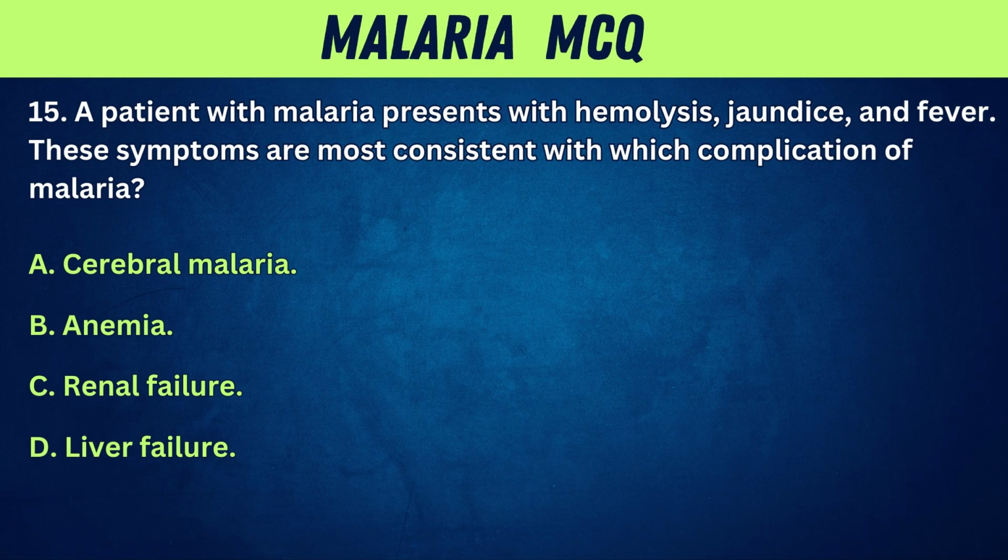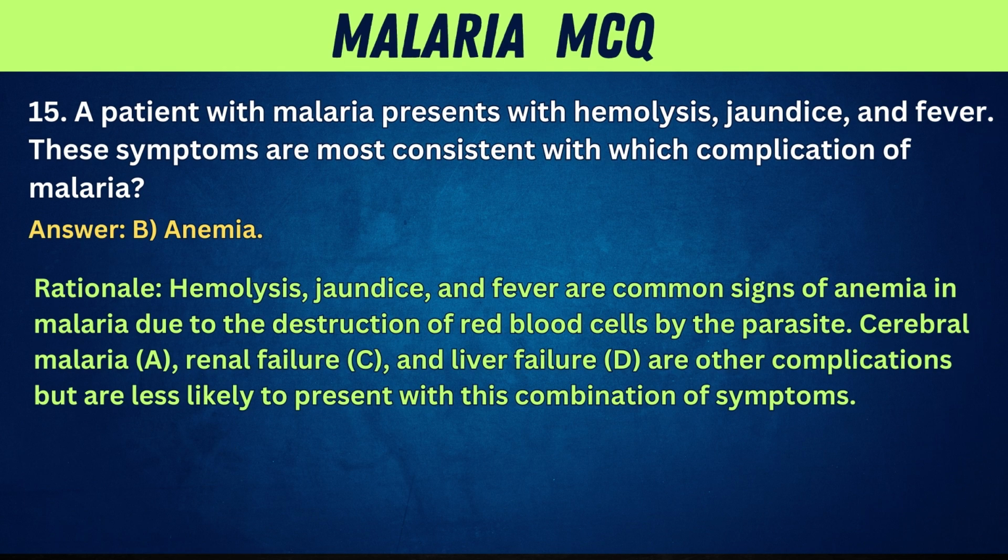A. Cerebral malaria. B. Anemia. C. Renal failure. D. Liver failure. Answer: B. Anemia. Rationale: hemolysis, jaundice, and fever are common signs of anemia in malaria due to the destruction of red blood cells by the parasite. Cerebral malaria, A, renal failure, C, and liver failure, D, are other complications, but are less likely to present with this combination of symptoms.